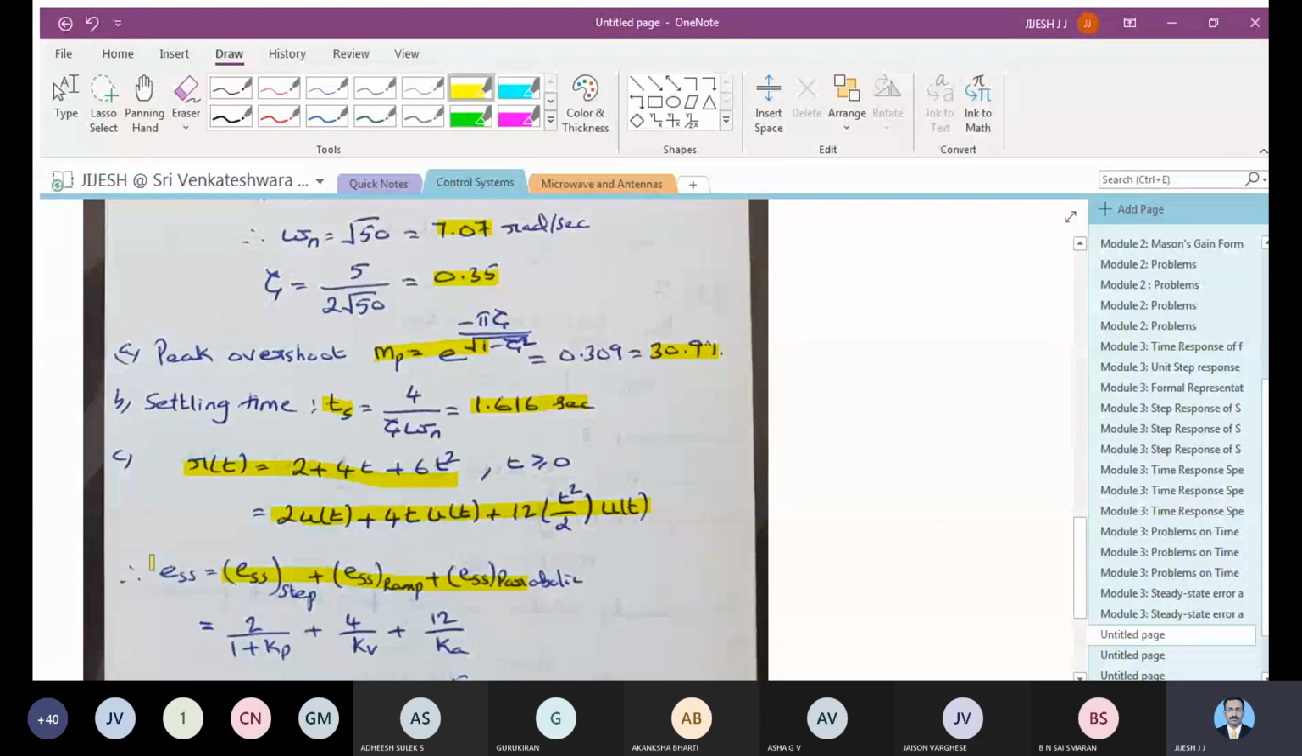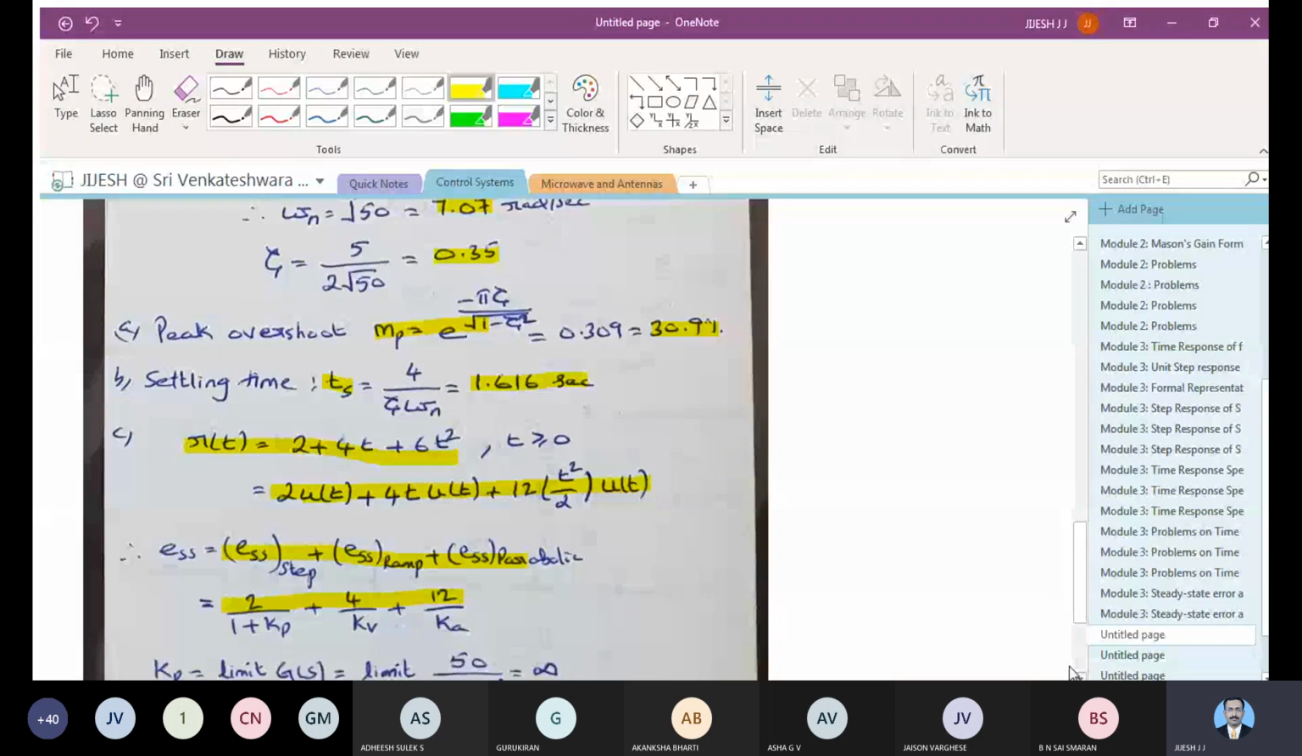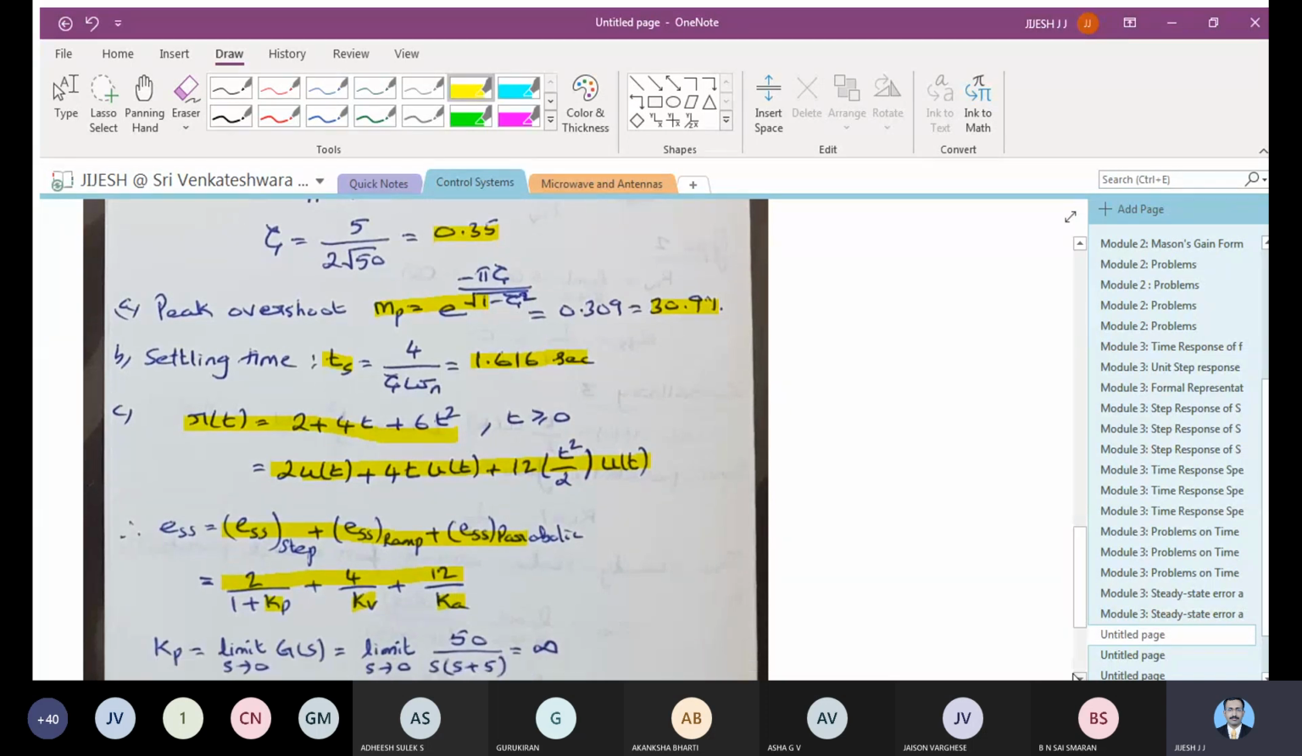So when you use the equation for ESS in terms of Kp, Kv, and Ka, you can write it in this form: 2 divided by 1 plus Kp plus 4 divided by Kv plus 12 divided by Ka. Now it's our responsibility to find out each term, that is unknown here is Kp, Kv, and Ka. So we have to find out all these things. So we are going to see how it can be done. So we have already studied those equations as well for Kp, Kv, and Ka.